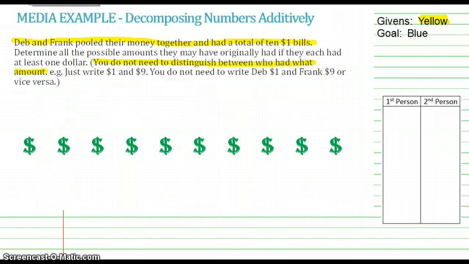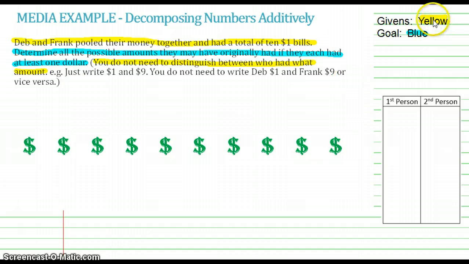So that piece of information will be useful when we're solving. Now what are we solving? What are we trying to find? That's our goal, and we're going to highlight that in blue. Usually in a math question, the goal begins by asking you a question. What is, find out, or determine is another good first word, or sometimes solve. In this case, we see the word determine, and that tells us what we're trying to find. Determine all the possible amounts they may have originally had if they each had at least $1.